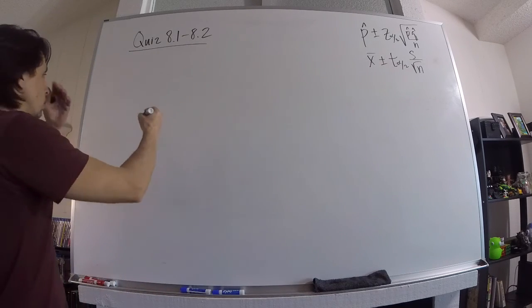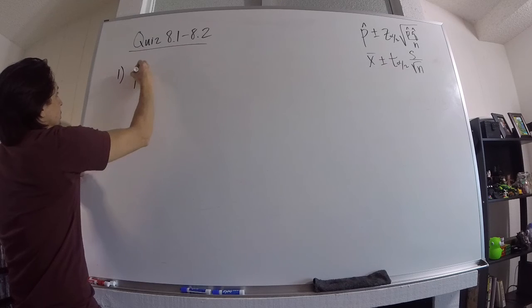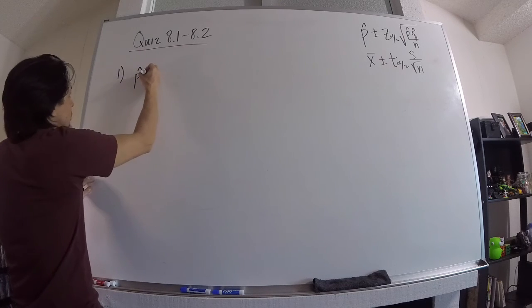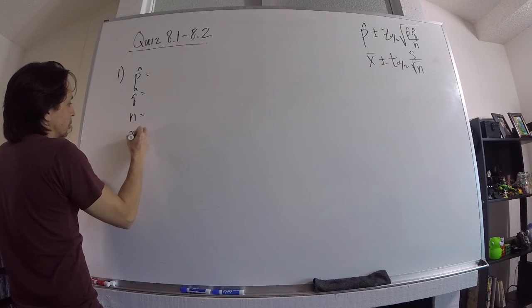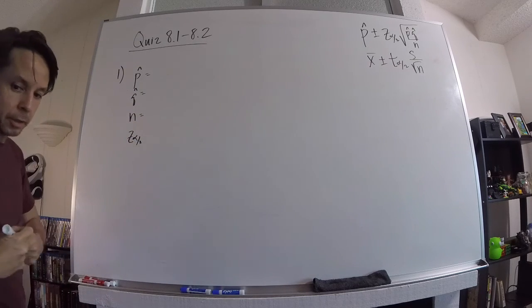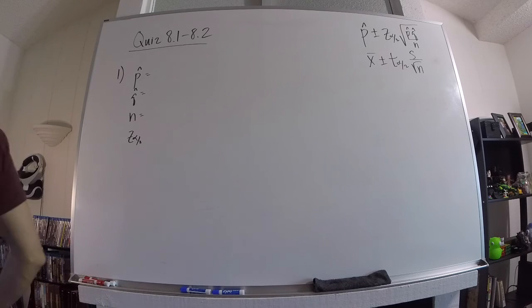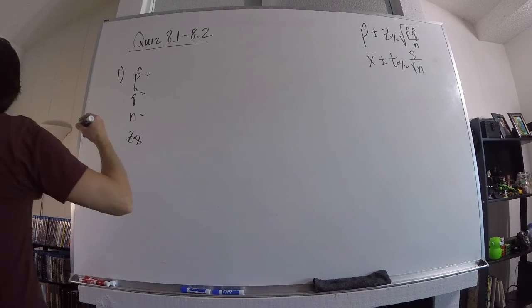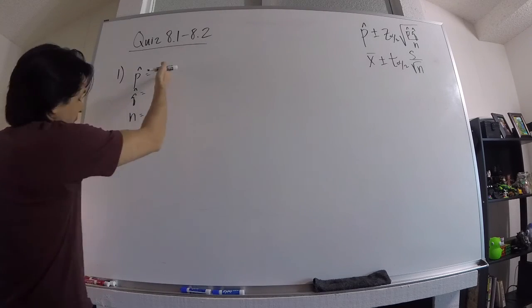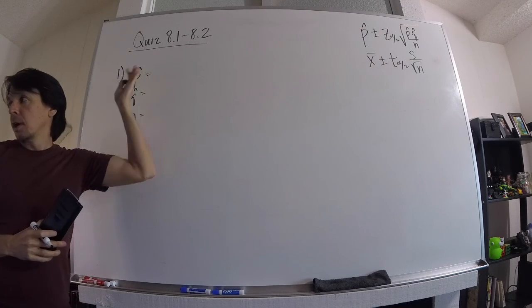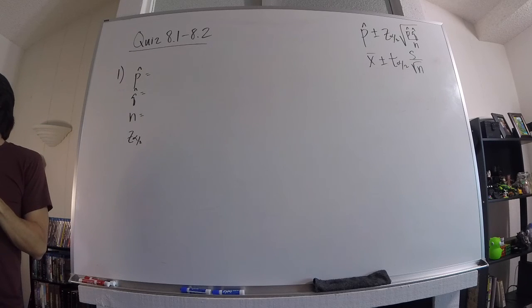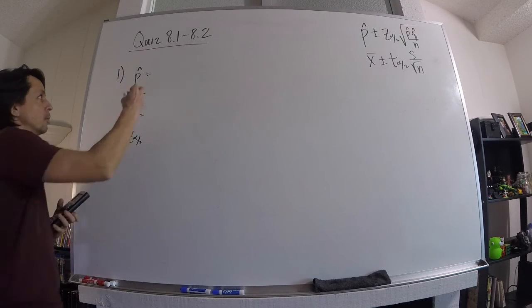All right, what do we need? I need P hat, I need Q hat, I need N, and I need Z. Where's my calculator? Hold on. All right, P hat we're going to have to compute ourselves. Sometimes they give you the percentage. Sometimes they tell you like 48% of the sample supported the proposition, and you're just converting that to a decimal. Sometimes you have to compute it on your own. In this case, we do.